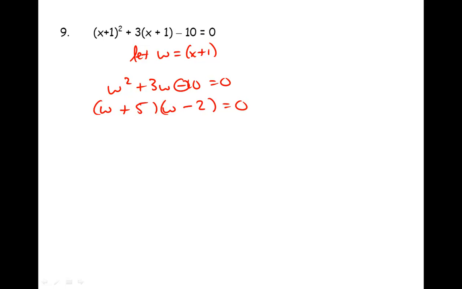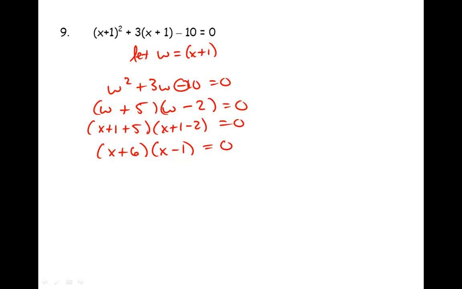But before we use zero product property, we need to substitute the x plus 1 back in for the w. So we get x plus 1 plus 5 and x plus 1 minus 2. When we substitute x plus 1 back in, now we need to combine like terms. X plus 6, because 1 plus 5 is 6, and x minus 1, because 1 minus 2 is negative 1. Now we've completed our w substitution.